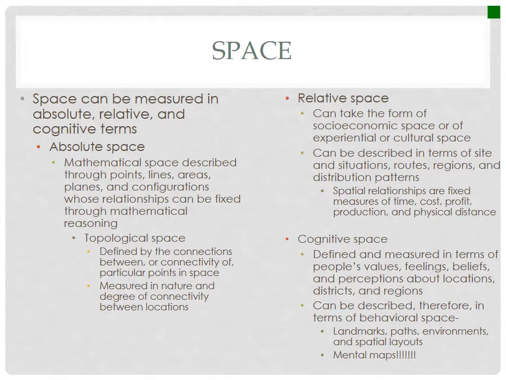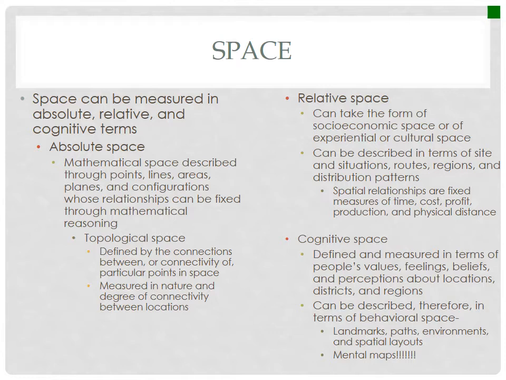Topographical space, again, is the connections between people, and it can be measured with absolute certainty. Relative space can take the forms of cultural, social, economic. It can be described in more of regions, routes, distribution patterns. So how is population distributed over a certain spot? Where are certain regions with regards to religion or ethnic breakdown, things like that.